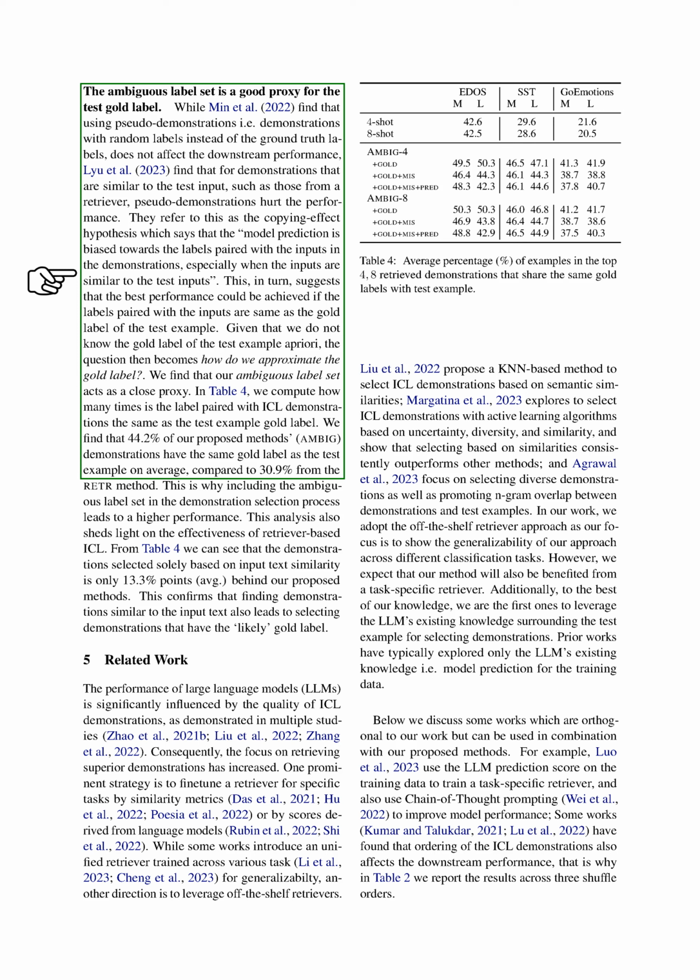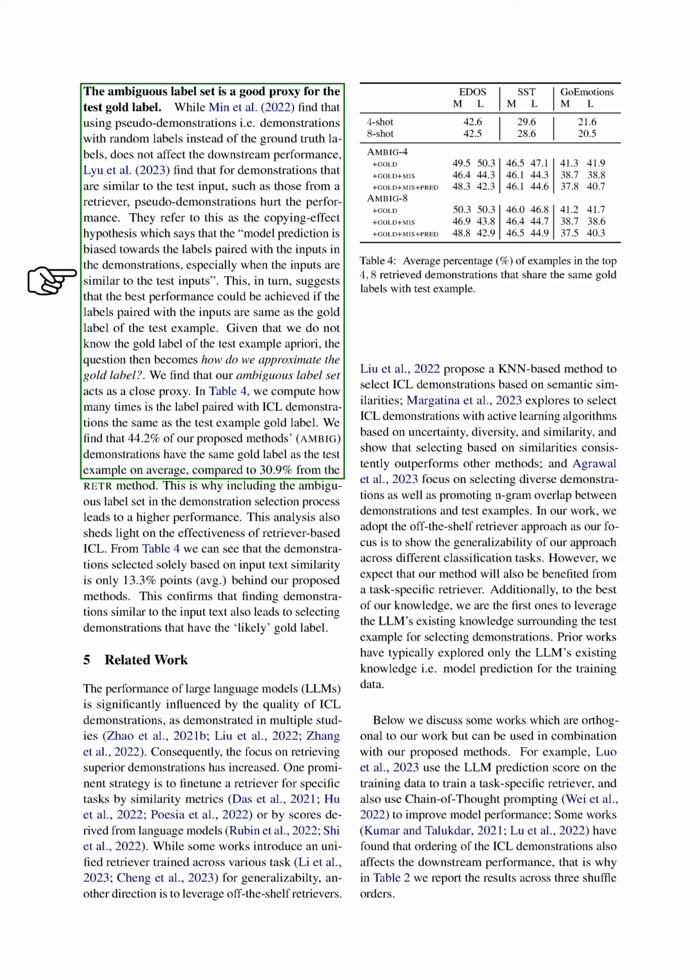This implies that the best performance could be achieved if the labels associated with the inputs match the actual label of the test example. However, since we don't know the actual label of the test example beforehand, the challenge is to find a way to approximate this label. We've found that our ambiguous label set serves as a good approximation.